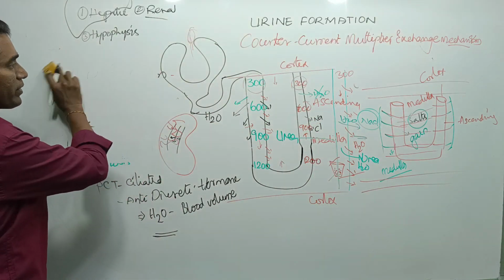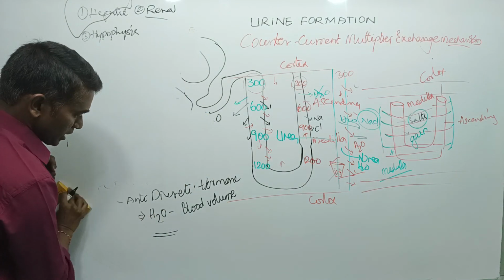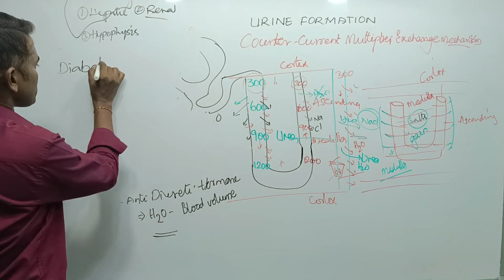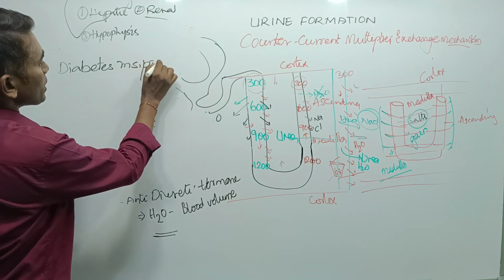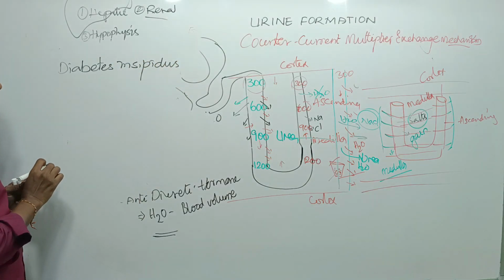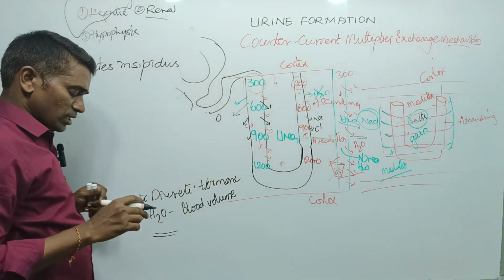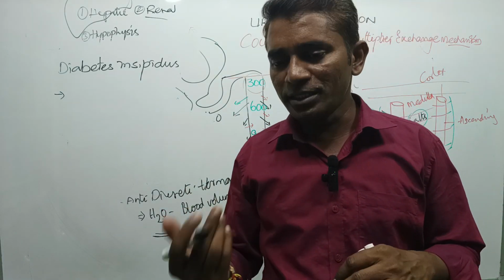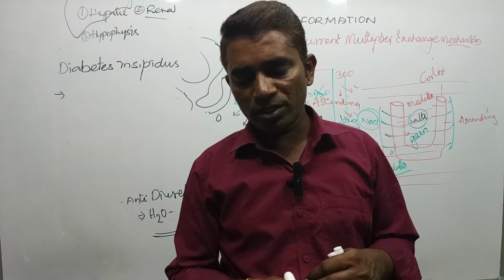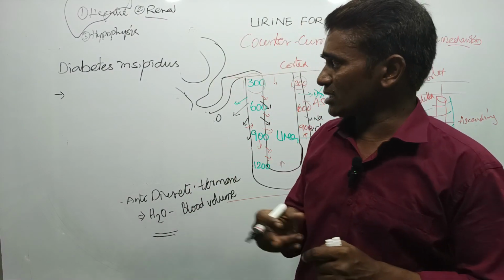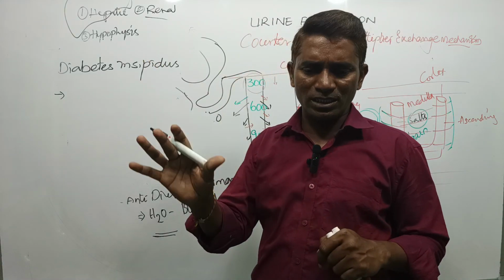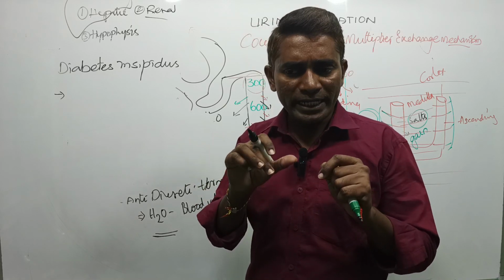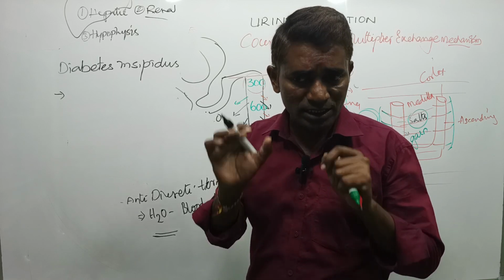Suppose this anti-diuretic hormone is absent or insufficient, that results in diabetes insipidus. The characteristic features are frequent urination. Once an individual loses urine frequently, it results in thirst, polydipsia, polyuria, even polyphagia. These are the symptoms of diabetes insipidus. It is not at all lethal. It is due to a disorder associated with insufficient levels of antidiuretic or vasopressin hormone.